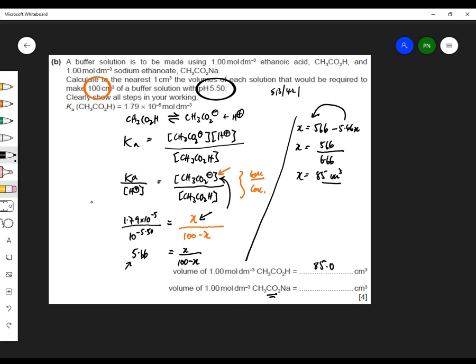And the volume of the, sorry, I got it the wrong way around there, didn't I? Got to get rid of that. Okay, sorry about that. All right, this is my salt, so this is 85 of this. And therefore, if it's got to make 100, I need 15 of this, won't I? Okay, and there you go.